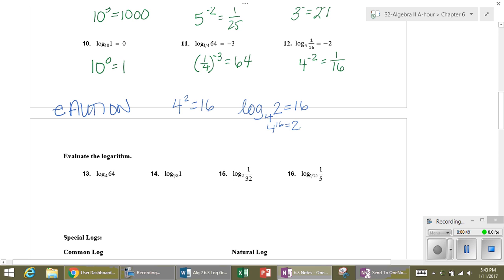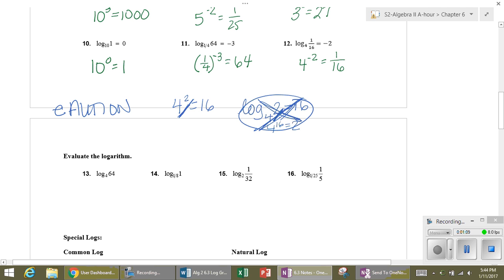So my caution is this: if these two numbers are next to each other in exponential form, they should not be next to each other in log form. So the exponent and the base should never be next to each other in both equations. So that's why this is a no-no. This maybe will help you understand.